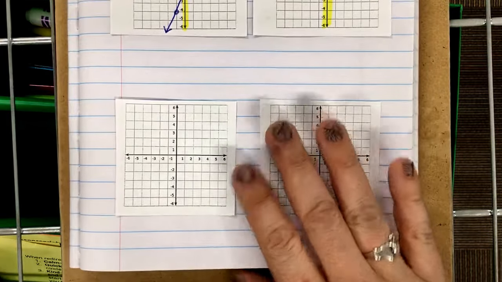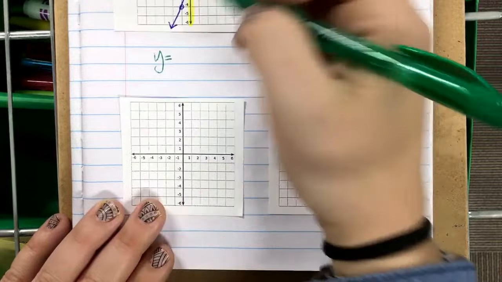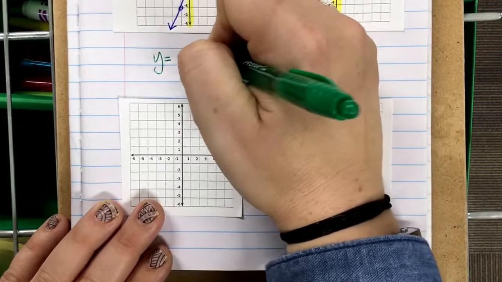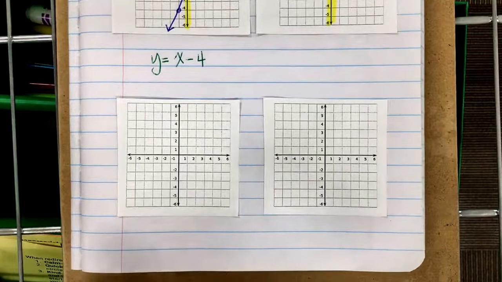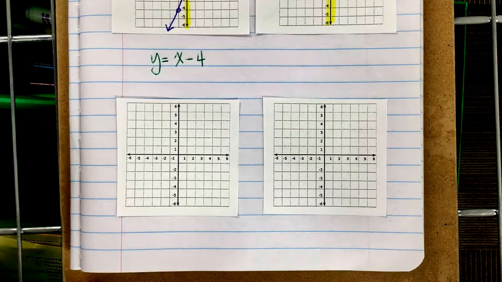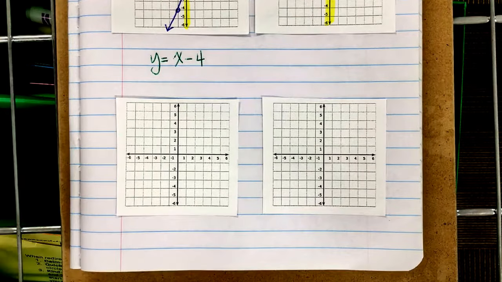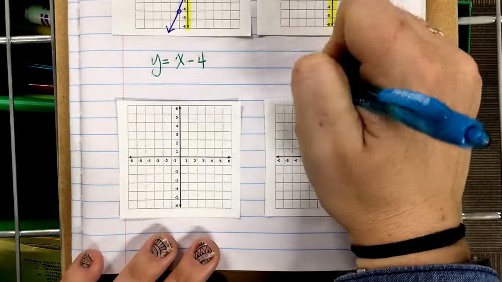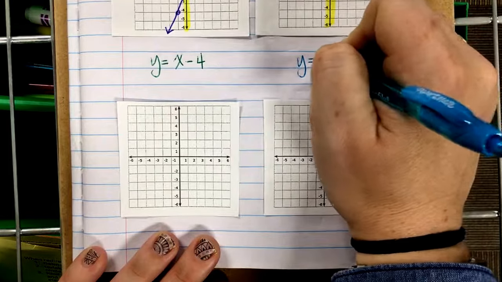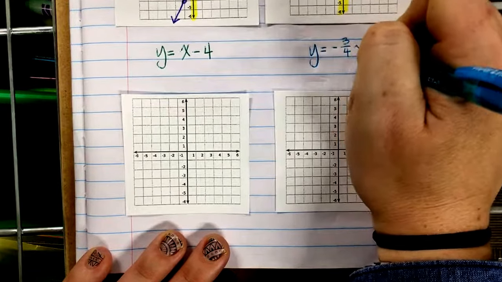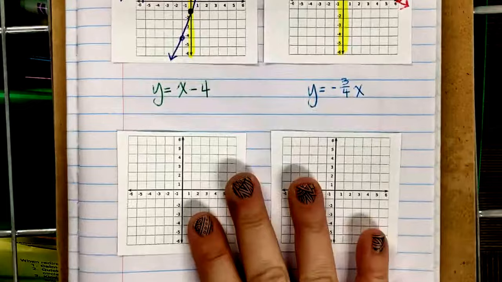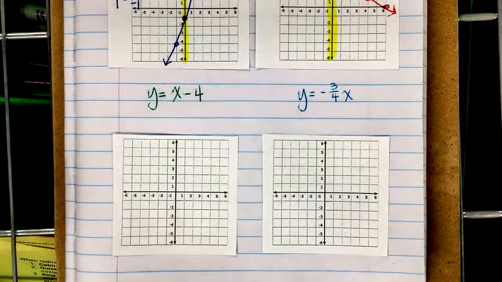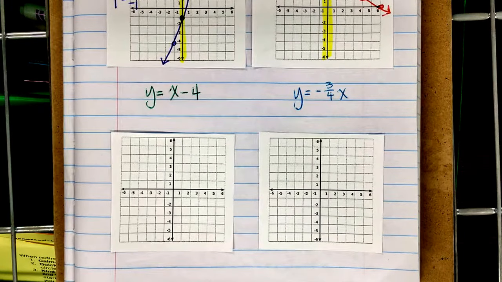All right, try these two. Find your slope, find your y-intercept. M and B, identify your M, identify your B.